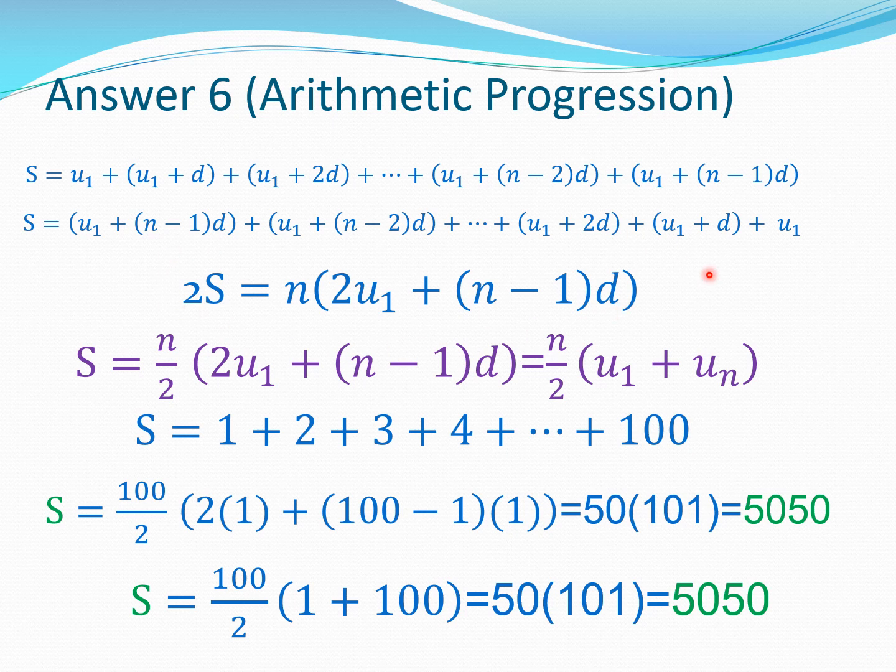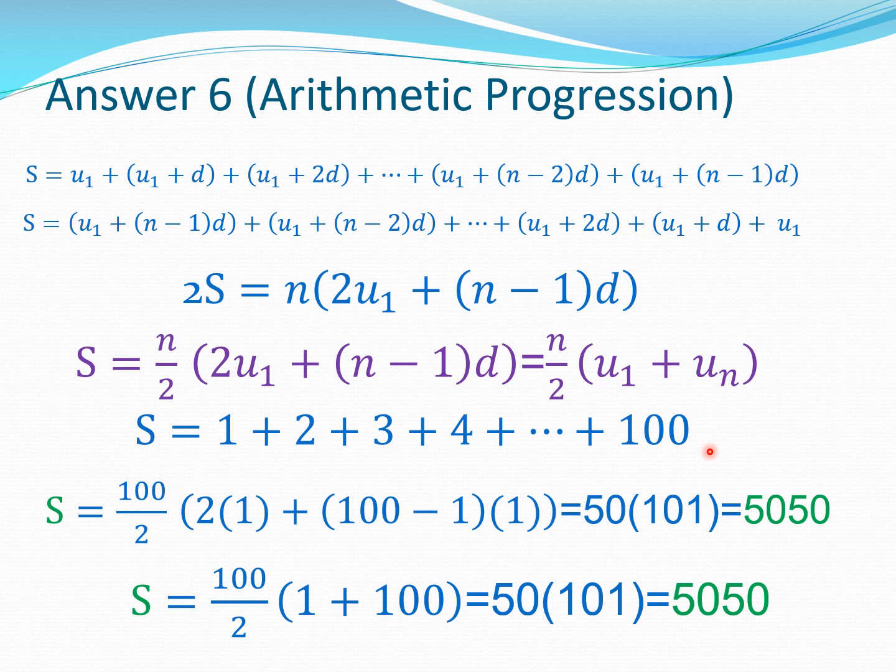So this is the formula here, and I can then easily write S is n by 2, 2u1 plus n minus 1 d. This is a general formula, or you can write it simply as n by 2, u1 plus un, where un is the nth term. So this formula in purple is something you can commit to your memory, because it is going to tell you about the arithmetic progression.